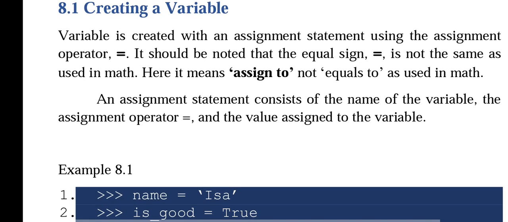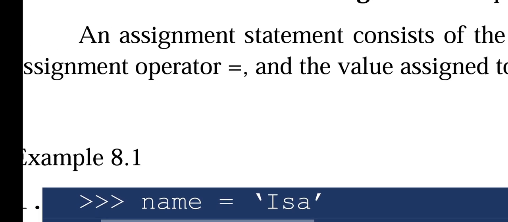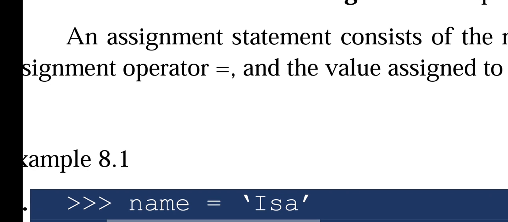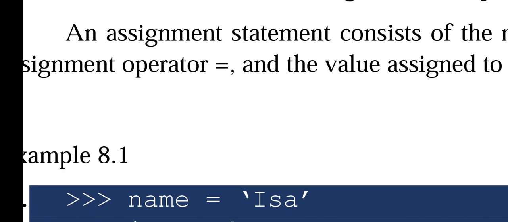Let's look at examples of assignment statements, or how a variable can be created. Example 1. Read it as I do, please. Isa is assigned to name. You shouldn't read it as name is equal to Isa. No, this is not a math class, it is a programming lesson. So Isa is assigned as the value of name. As you can see, Isa is a string containing the characters ISA.